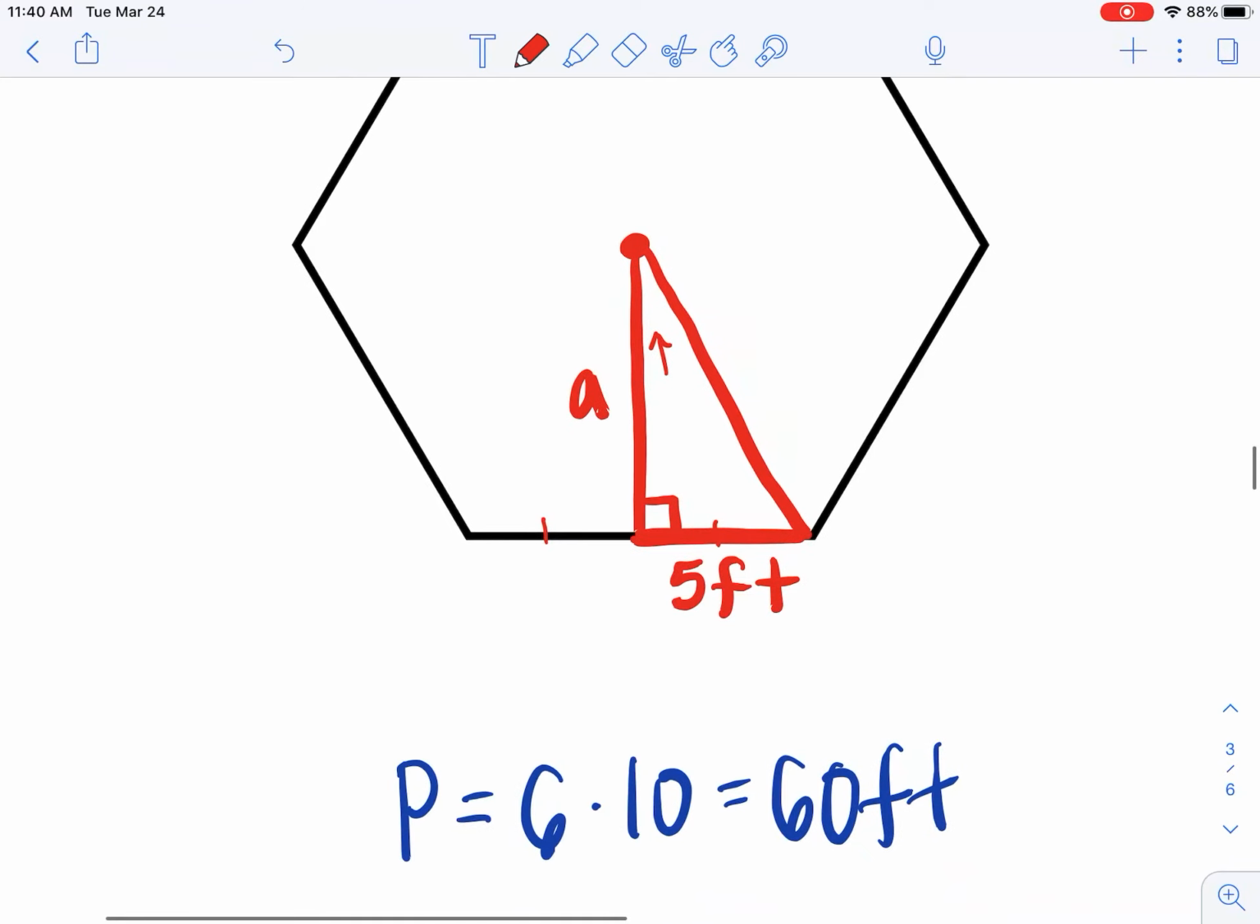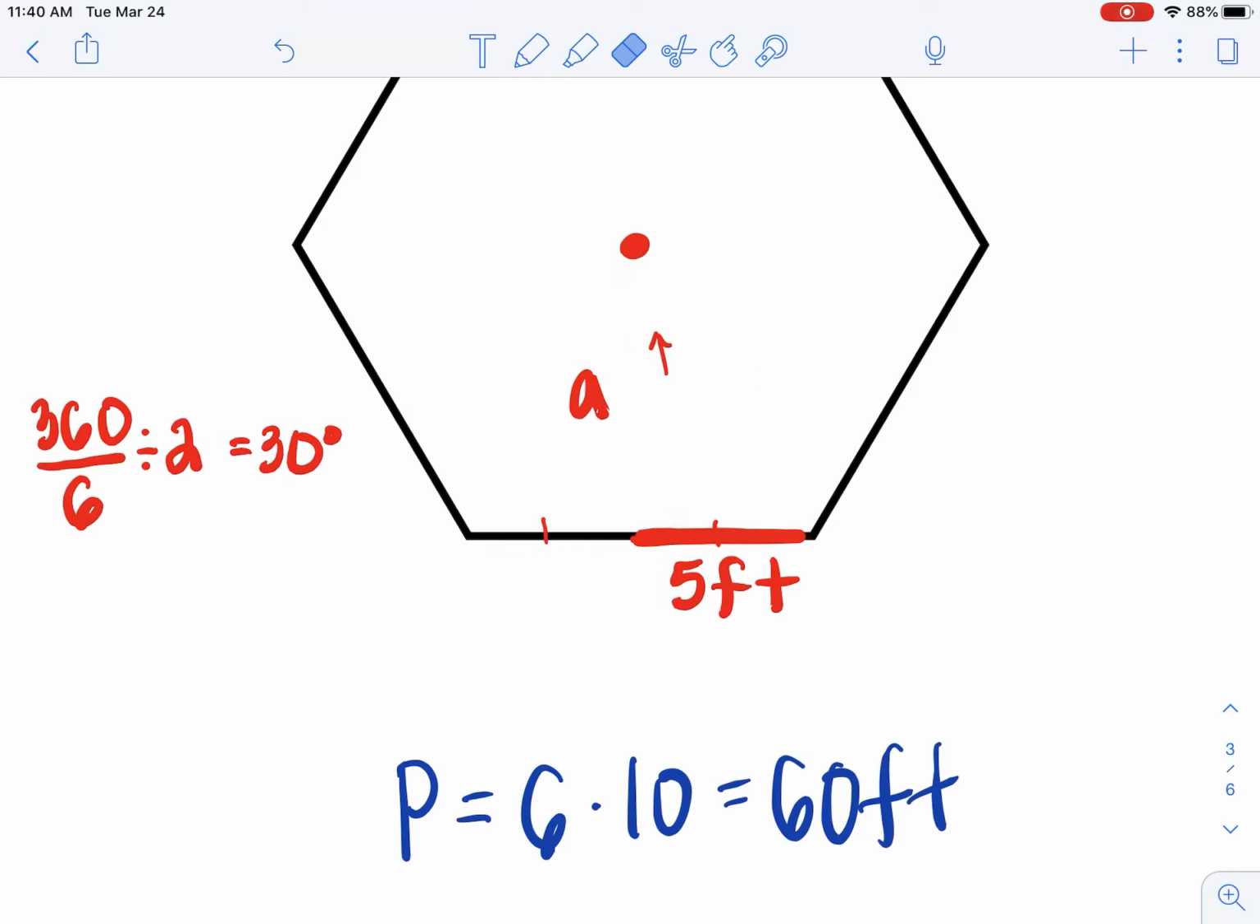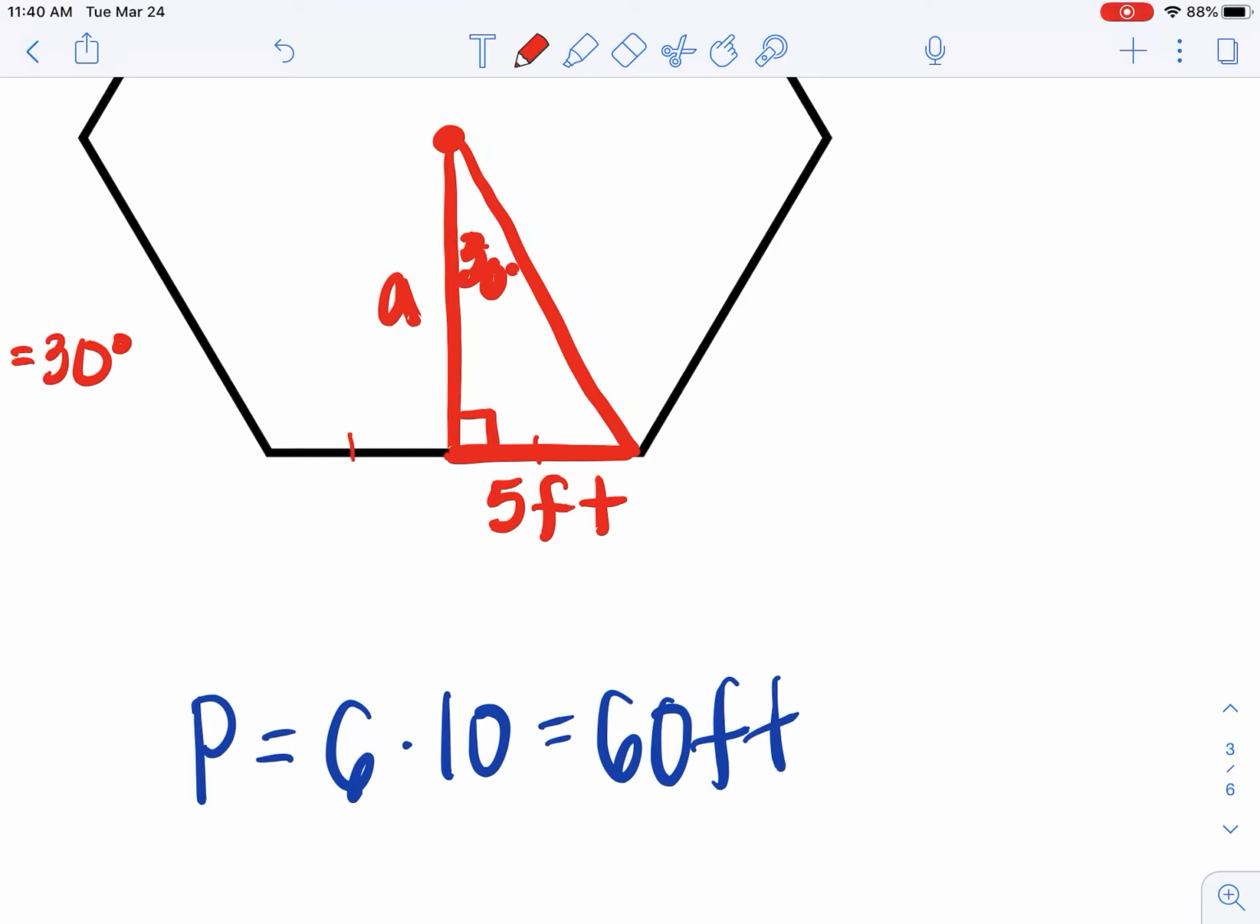Okay, so the other thing is that I can always find this angle using the formula 360 divided by the number of sides, which in this case is 6, and then divide that answer by 2. So 360 divided by 6 is 60. 60 divided by 2 is 30 degrees. So I know this angle, and it's going to erase my whole thing, isn't it? Yeah. I'll just write over it, it is 30 degrees.